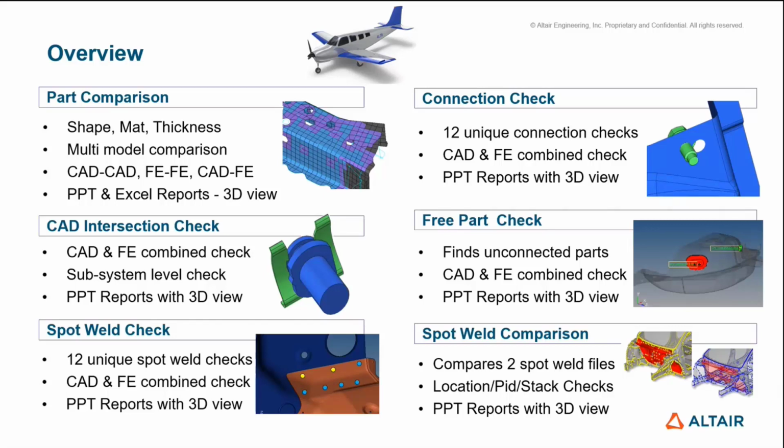The next one is connection check. It checks misalignment between a bolt nut and bolt hole, and it reports the results in PowerPoint. The next one is free part check for finding unconnected parts, even in the CAD data itself. The last one is spot weld comparison for comparing 1D elements between two models. So these are the six suite modules available in the MBD function.